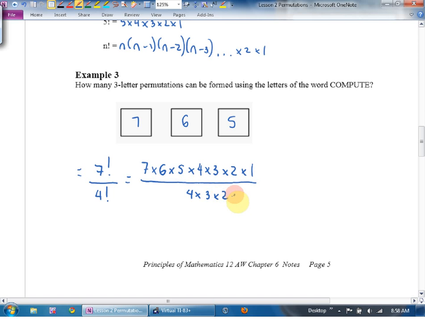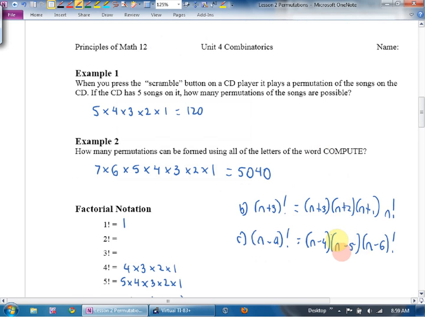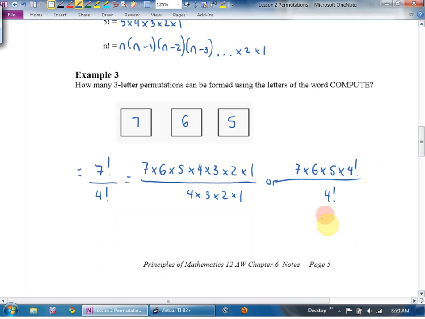Can I cancel? This is factored. In fact, really, I could have just done this, Miguel: 7 times 6 times 5 times 4 factorial over 4 factorial. Do you remember I said to you, you'll know when to stop writing depending on the question? Here, I would stop writing there because I want it to cancel. Which I would argue, 7 times 6 times 5, that's shorter to type by hand. But if it was 30 letters, it would probably be shorter to go with some kind of factorial notation on our calculator.